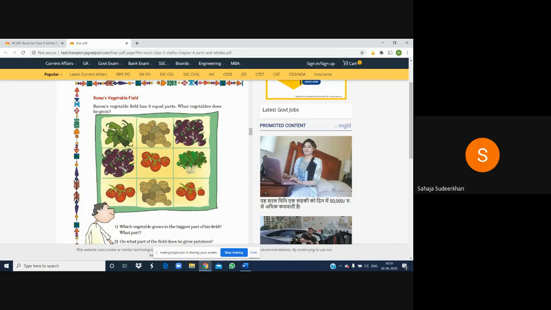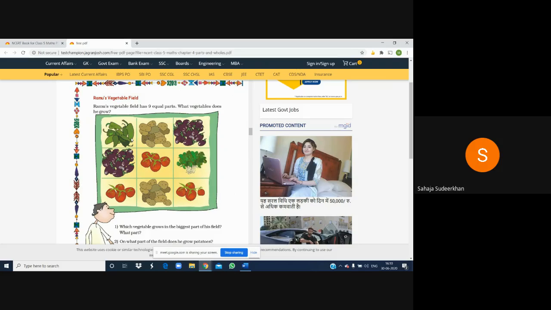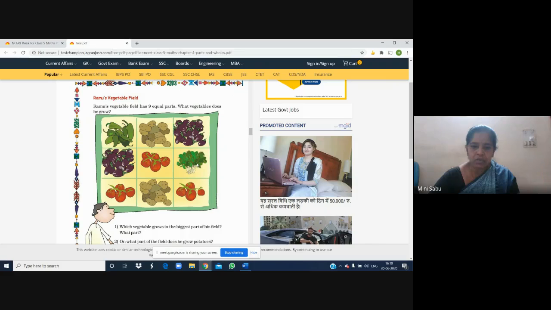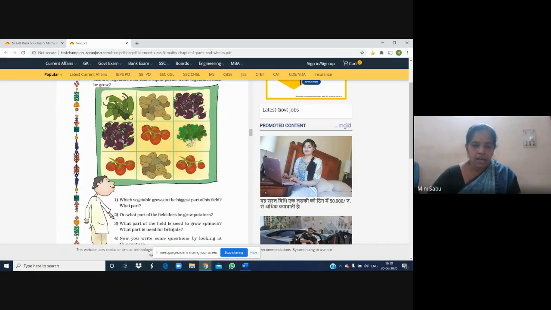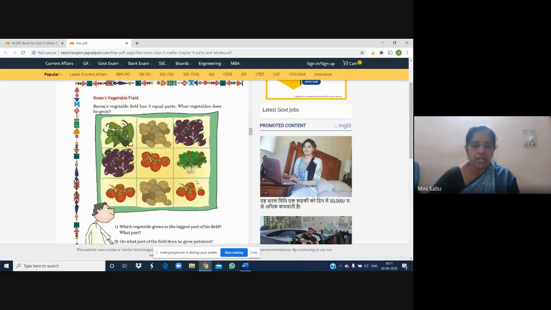Tomatoes. Okay, good. These two are brinjal. This is green chili. This is spinach. Ramu is a good farmer. There are some questions. Which vegetable grows in the biggest part of his field? In his field, which vegetable is grown in more number of parts?